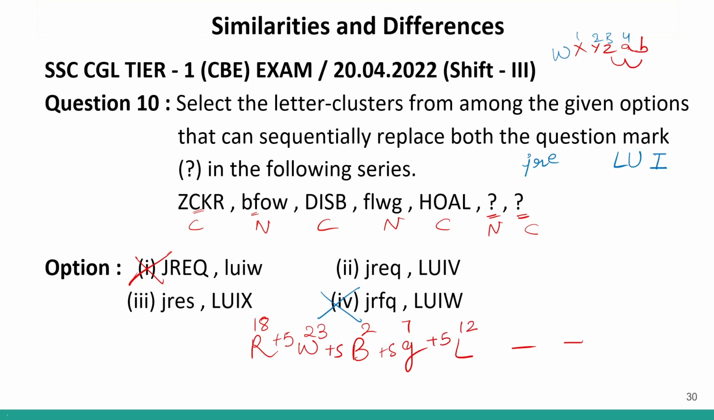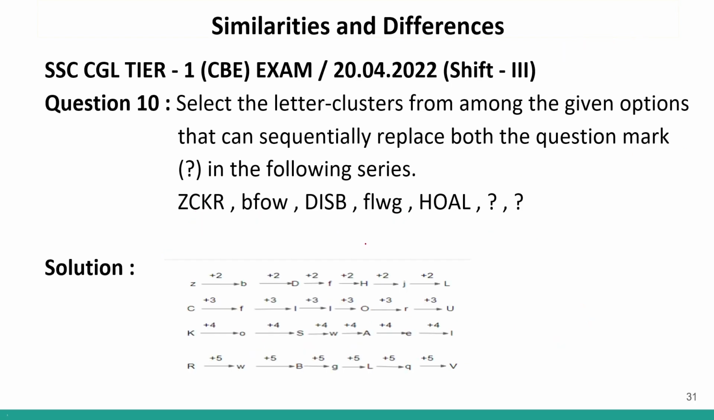So increment of 5. Now 5 positions increased, I'll get the 17th rank, and 5 positions increase, I'll get the 22nd rank. So at 17th rank we have Q, which will be small, and at 22nd rank we have V, which will be big. So here I'll get small q and here I'll get big V. So my answer will be JREQ in small and LUIV in big, which is option number 2. So the correct answer to this question will be option number 2. Okay.